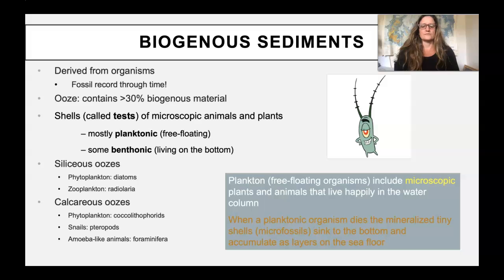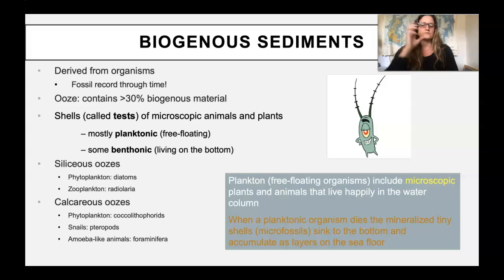These are described or called oozes, O-O-Z-E. Ooze means it's kind of like a mud. It's gooey. And they are the microscopic hard parts of different animals and plants. Most of them are plankton. Here's plankton. They're free-floating organisms in the ocean. Some of them are benthic organisms that live on the seafloor.